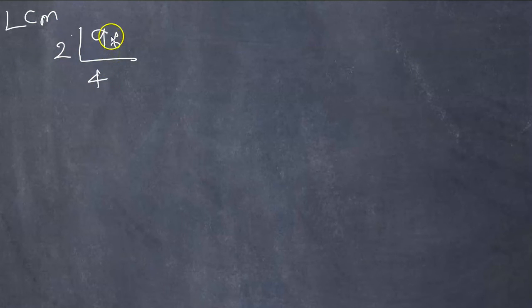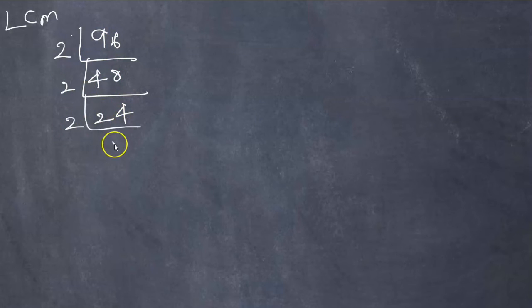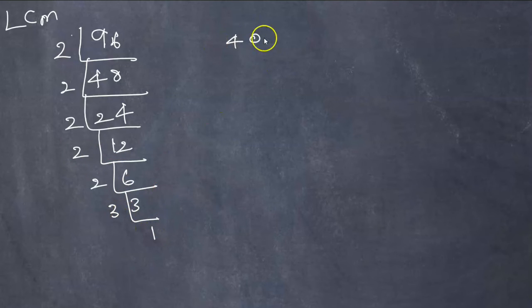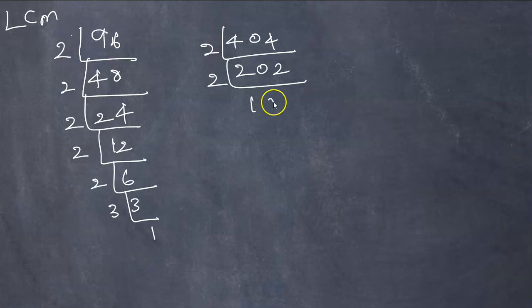2 fours are 8. Remaining is 1. 2 eights are 16. 2 twos are 4. 2 fours are 8. 2 twelves are 24. 2 sixes are 12. 2 threes are 6. And for LCM we can finish it till 1. And then one more is 404. Let's start. 2 twos are 4, 0. 2 ones are 2, 0, 1. So we cannot take anything for 101. So we can just do it like this: 101 one time. Since this is LCM, we are finishing till 1.